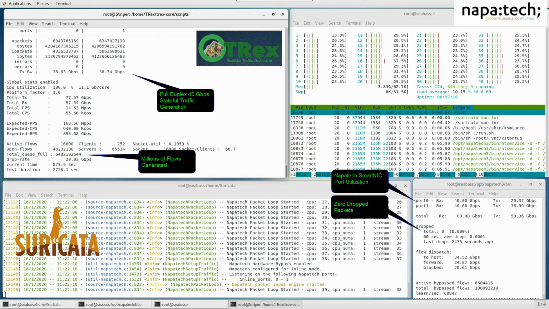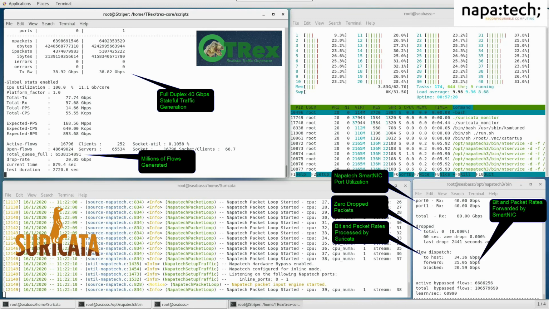Now, if we look at this other window, we can see that the Napatech SmartNIC is processing 40 gigabit receive, and it's transmitting somewhere between 40 and 39 gigabits per second. Most importantly, we are not dropping any packets.